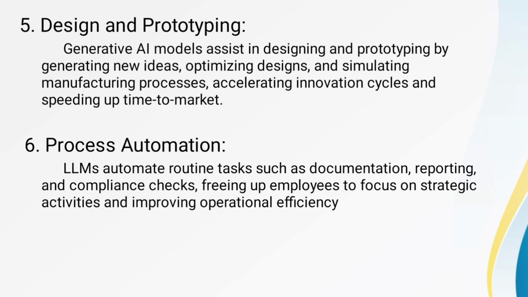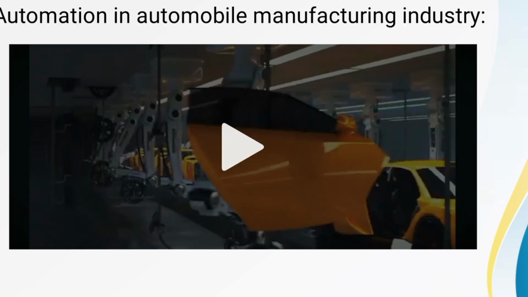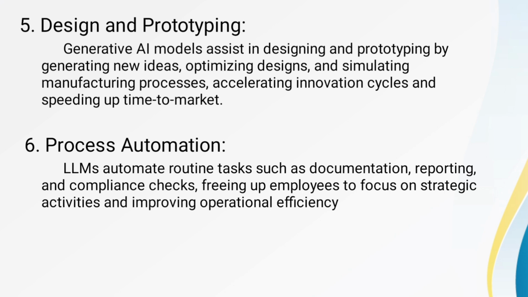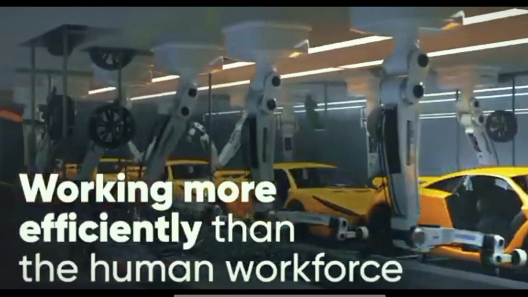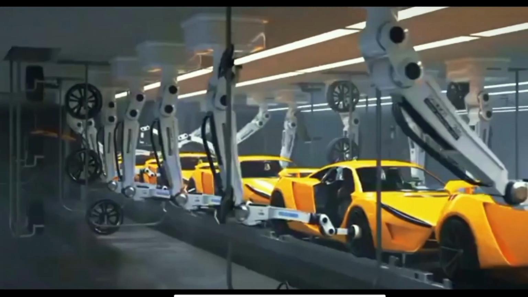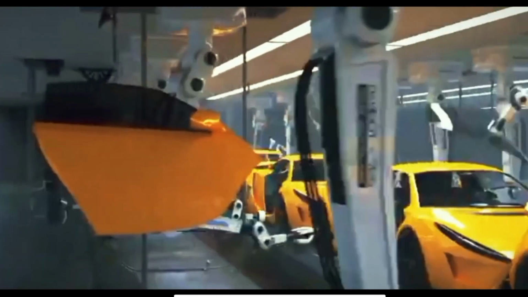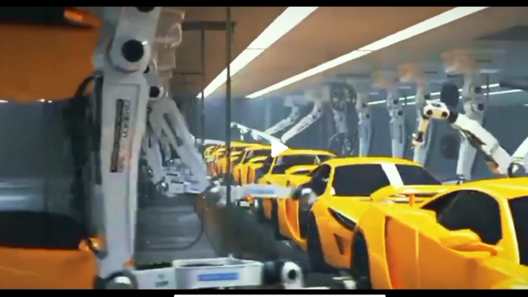Number 6 is process automation. The process is robotics made and is automated with least human intervention. LLMs automate routine tasks such as documentation, reporting, and compliance check, freeing up employees to focus on strategic activities and improving operational efficiency. This is how automation works in intelligent manufacturing techniques in automobile industry.